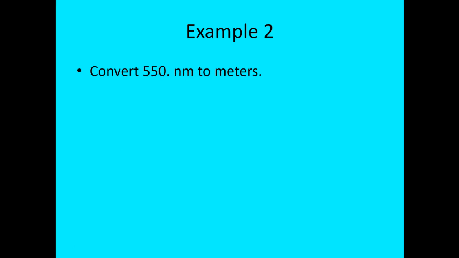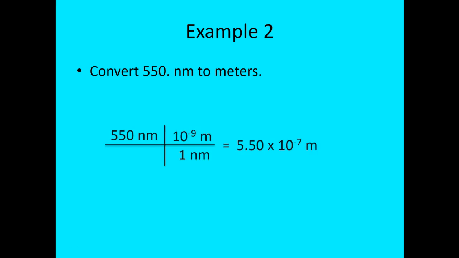Convert 550 nanometers to meters. Okay, I am starting with 550 nanometers, which again, I put the decimal point in there. I left it out here. We'll get back to that in just a second. I'm converting nanometers to meters. I know from my metric prefixes that 1 nanometer is equal to 10 to the minus 9th meters. I'm putting nanometers in the denominator to eliminate it and put meters in the numerator.